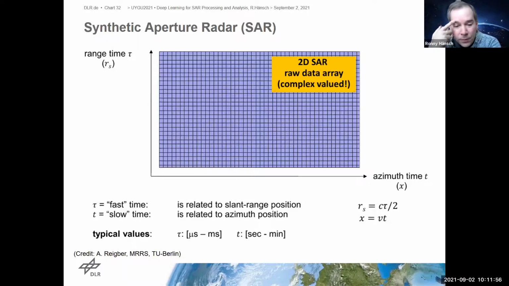So in contrast, if you remember when I was briefly talking about optical images, I said the position of an object where it's projected into your image depends on the angle between the looking direction of the sensor and the direction of the object. For SAR, it depends on the distance, right? So what SAR is doing is really more like a time measurement. It's not depending on the angle.